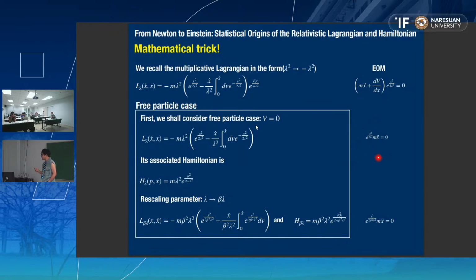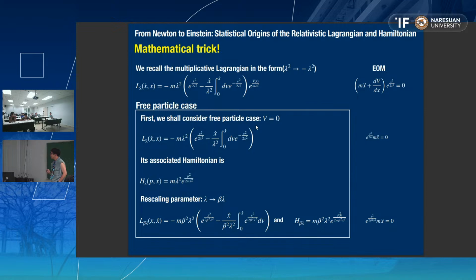We keep it, right? And this is the Hamiltonian one. Then what we do next is rescale the parameter to be beta lambda here, and we get a new Lagrangian and Hamiltonian. After rescaling the parameter, you still get exactly the same equation of motion, but with a new kind of factor here. That's what we have here. You still need to keep the factor here.